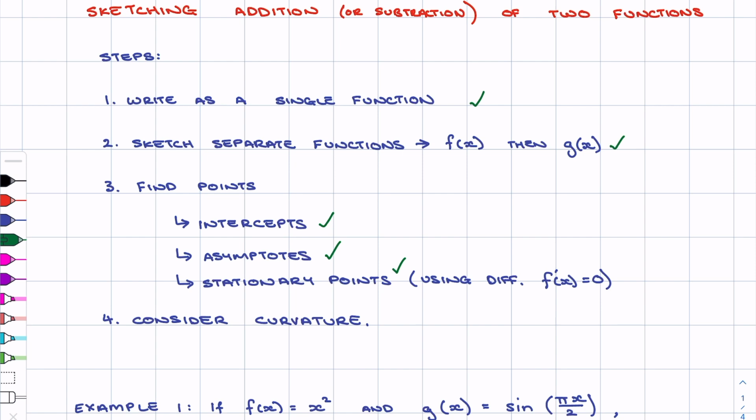We're going to identify that the stationary points are going to be found by using differential calculus, meaning we're going to be exploring f'(x) equaling 0. And lastly, once we've got all this information, we're going to then consider the curvature of the graph and try to get a representation of what h(x), or the addition of the 2 functions, is going to look like.